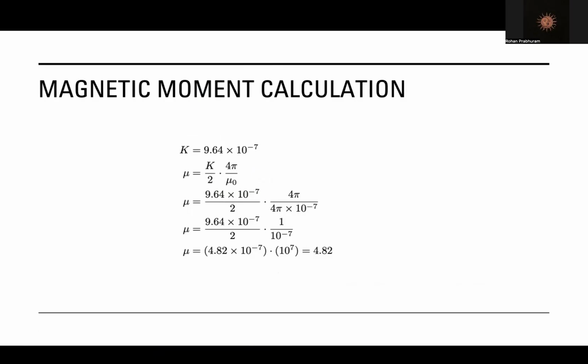Looking at the magnetic moment, using the slope and intercept from the log-log plot, we calculated the constant K and then plugged this into the theoretical formula for B. We solved for the dipole moment, which is about 4.82 A·m². This was consistent with the expected range for a small bar magnet.